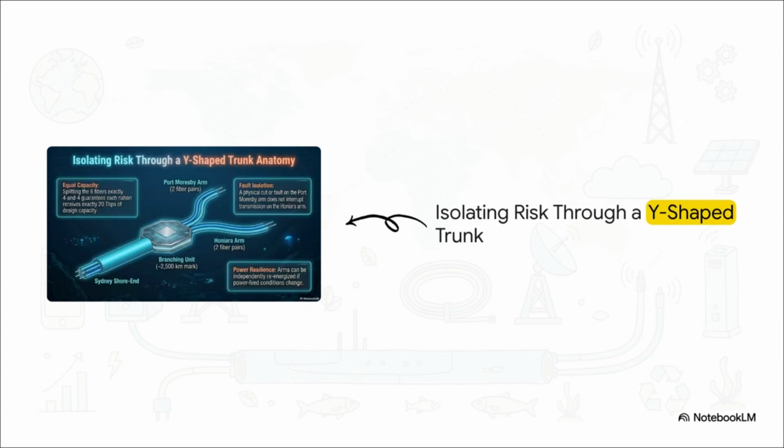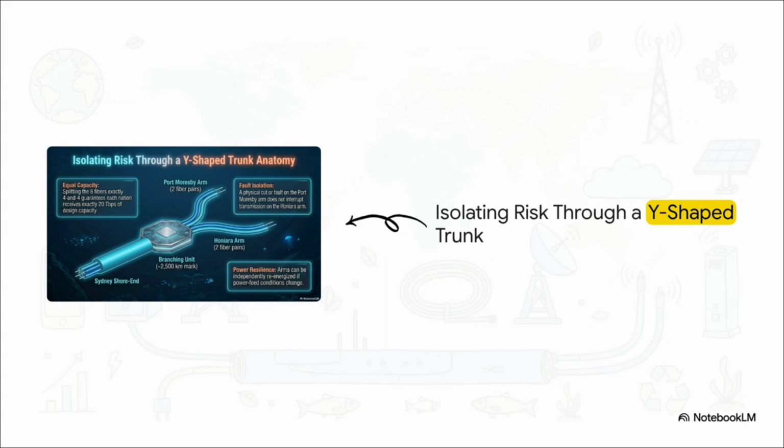Now, what's really interesting about this slide is the Y-shaped trunk anatomy. The main trunk leaving Sydney contains 8 fibers, or 4 fiber pairs. Then, at the 2,500-kilometer mark, it splits. 2 pairs route to Port Moresby, and 2 pairs route over to Honiara. Splitting the fibers exactly 4 and 4 guarantees that both nations receive an equal 20 terabits per second of design capacity. But more importantly, this anatomy provides absolutely critical fault isolation.